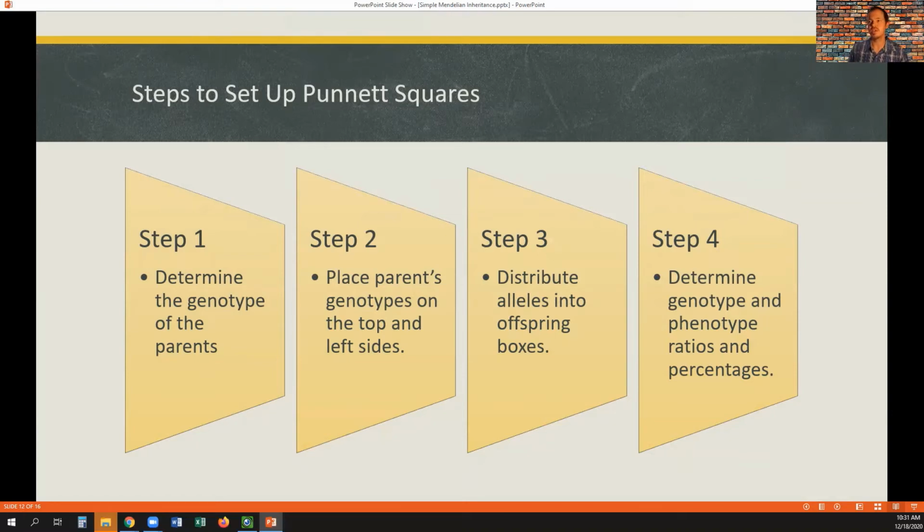So step one, you need to first determine or know the genotypes of the parents. Step two, you need to put the genotypes of the parents on the top and the left side of your Punnett square boxes. Step three, you need to then distribute those alleles from the parents to the offspring boxes. And all this is going to make more sense once you actually see some Punnett squares and we do some sample problems. And last step, step four, we need to then determine the genotype and phenotype ratios of the offspring.